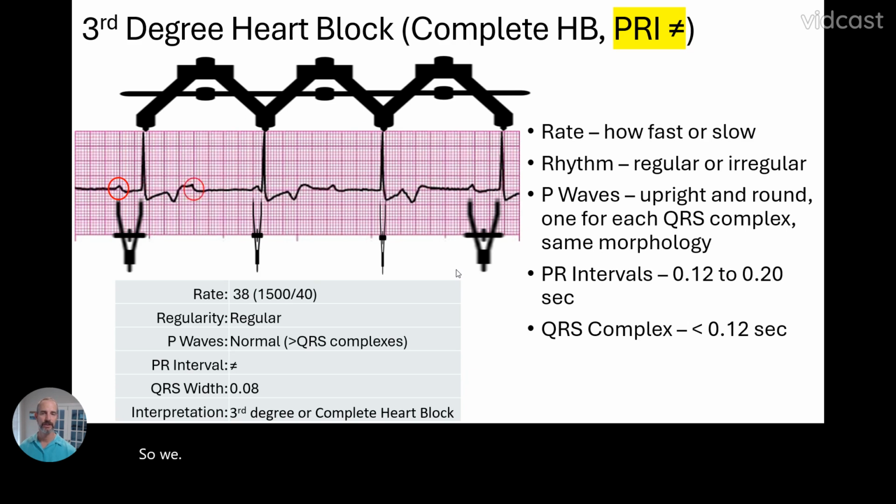All right, let's take a look at these P waves marching out. See how they are all evenly spaced apart? All right, that is a common characteristic of this third degree heart block. Essentially, the top of the heart is doing one thing and the bottom of the heart is doing something else. There is no cohesion there. And that is a characteristic of a complete heart block or third degree heart block. Can be a dangerous rhythm, so be careful about these. Again, this rhythm tends to be regular, but with unequal PR intervals.